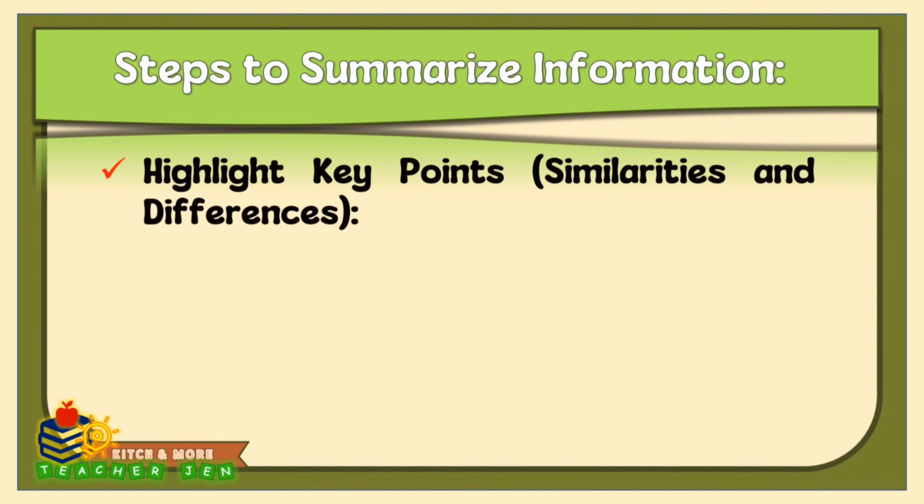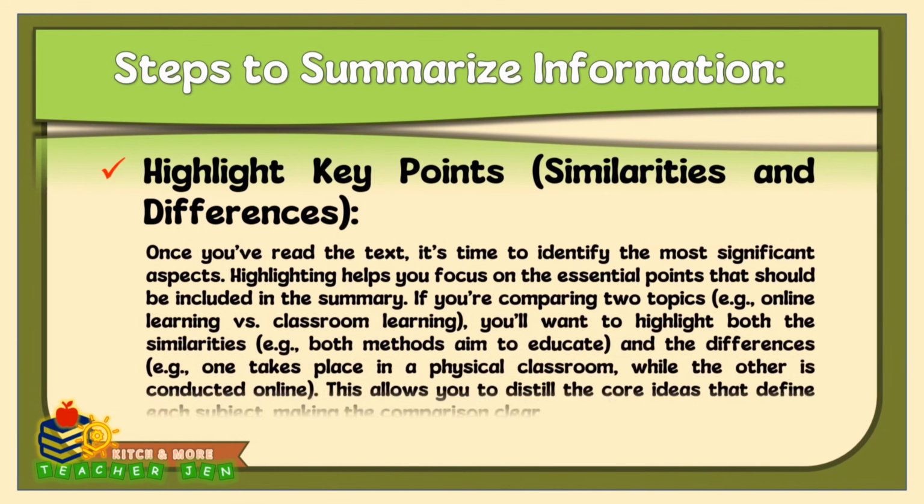The next step is to highlight key points or the similarities and differences. Once you've read the text, it's time to identify the most significant aspects. Highlighting helps you focus on the essential points that should be included in the summary.